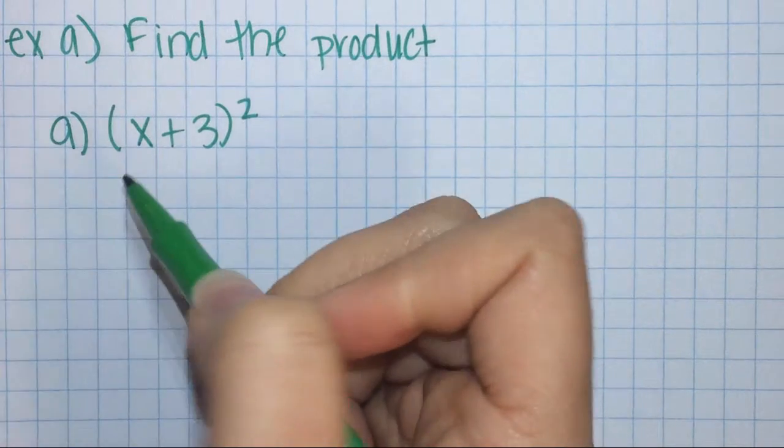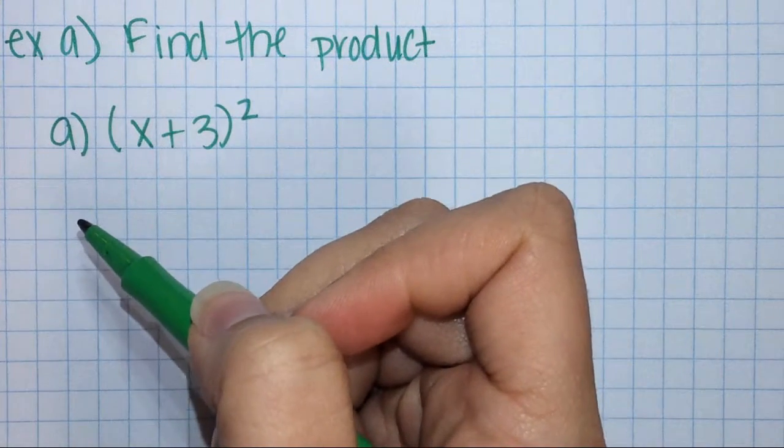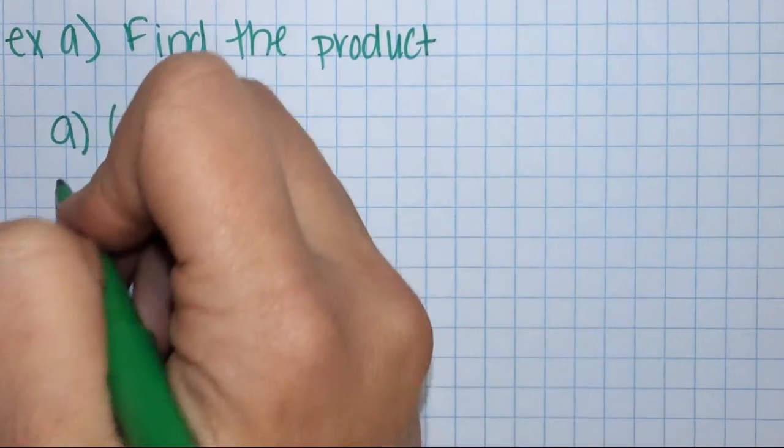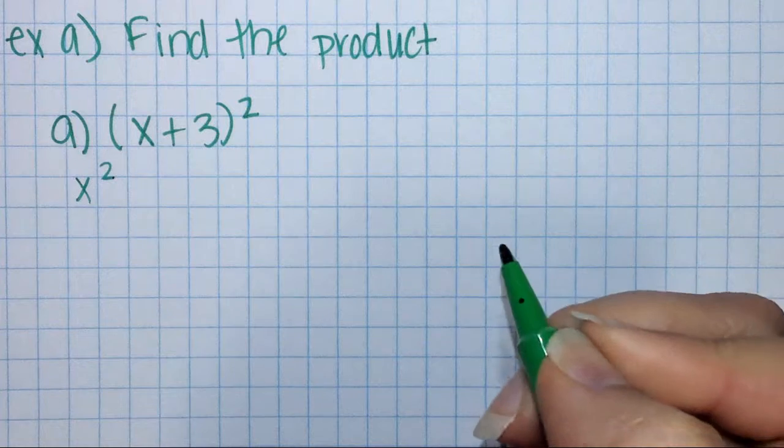All right, so the first thing you do is you square the first term. What's our first term? And so when you square x, what do you get? X squared.